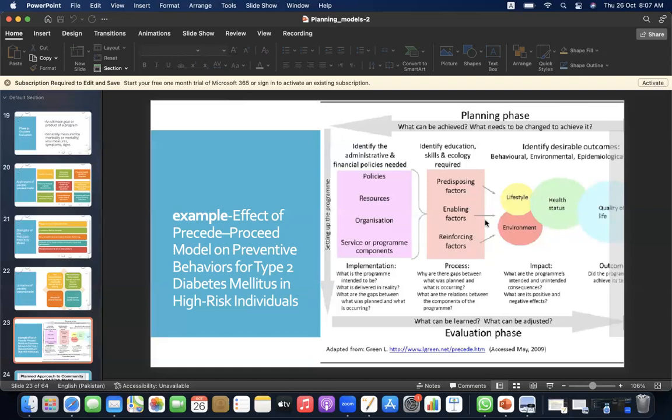So the planning phase is there, then we have the evaluation phase. We identify the administrative and financial policies needed, identify the educational skills and ecology required. We identify the desirable outcomes: behavioral, environmental, epidemiological. Then the implementation, process, impact and outcome evaluation begins here.